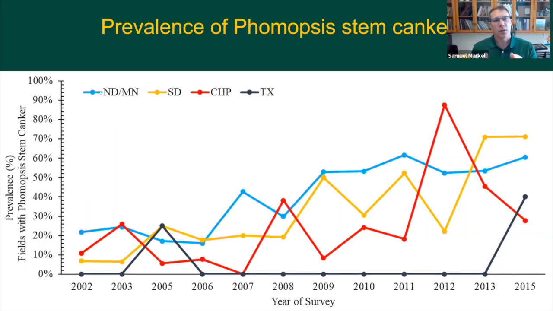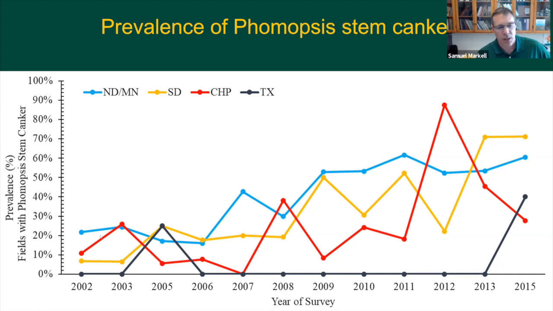North Dakota and Minnesota were grouped together, mostly because the production of sunflowers in Minnesota is fairly close to North Dakota. So it's kind of like one geographic region, at least that's how we considered it. You can see a consistent increase in the prevalence of Phomopsis by looking at this blue line over time, starting in 2002, 2003, 2004, and 5, up to maybe 2013, 15. And you can see that it's over double the prevalence.